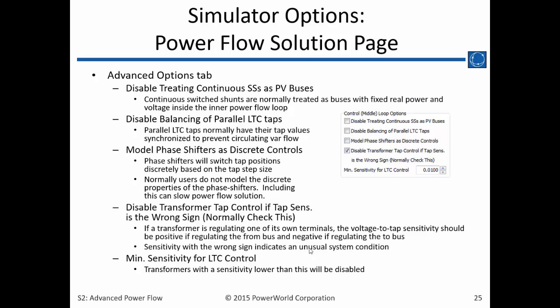There's also a minimum sensitivity for tap control, and if a transformer has a sensitivity lower than that amount, it just gets turned off and does not try to regulate because the change in voltage is so small for the change in tap that it will take numerous iterations, if it even finds the solution at all, that the transformer can satisfy the voltage at that point. So you have the ability to specify a minimum sensitivity for transformer control change.